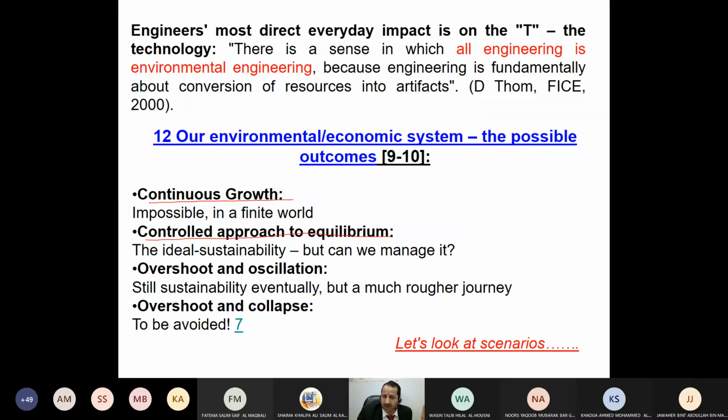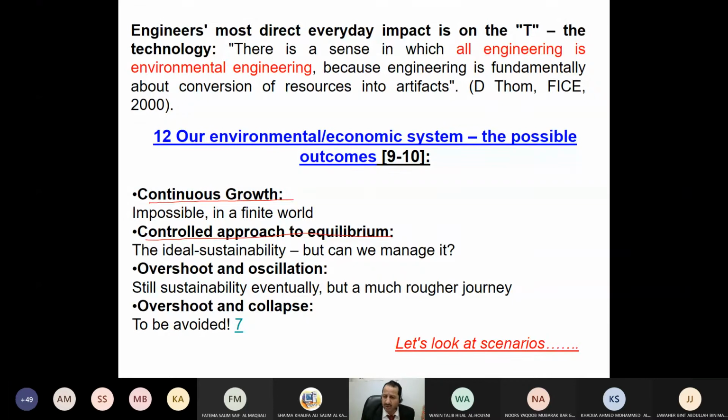Overshoot and oscillation. This is with our decisions. We will see that sometimes overshoot comes in on one side or the other, and we need to dampen it, and the fluctuation keeps going: overshoot, dampening. But this is not an easy task. I mean, some of them are possible to control.